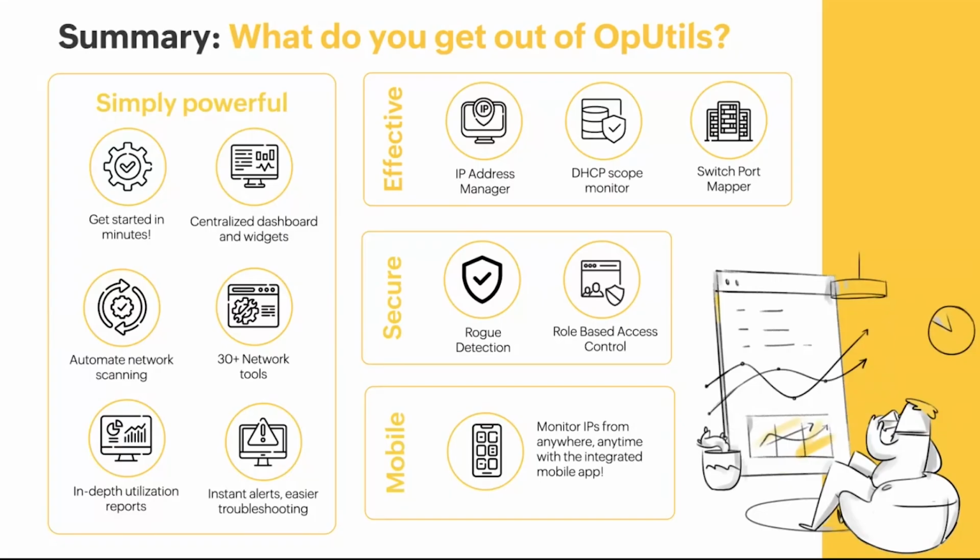And on the security side, OpUtils helps you detect rogue devices, and it protects your network integrity with role-based user management controls. And finally, OpUtils also has a mobile version, and you can integrate your iOS or Android devices with your on-premise deployment, and you can monitor your IP address space anytime and anywhere. So in short, OpUtils makes network management faster, simpler, and more secure, all using one unified solution.